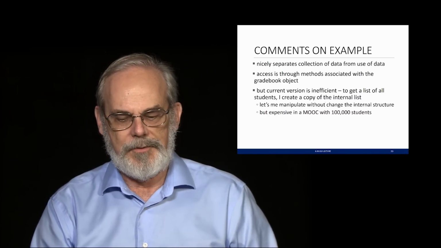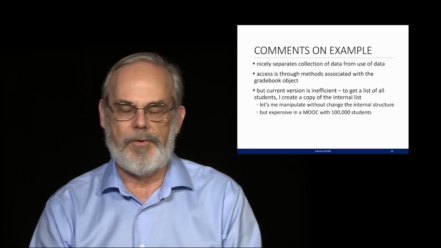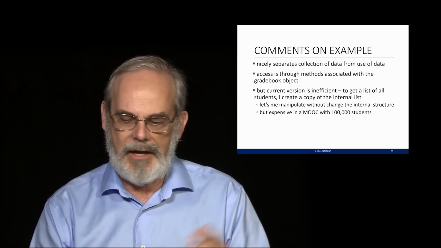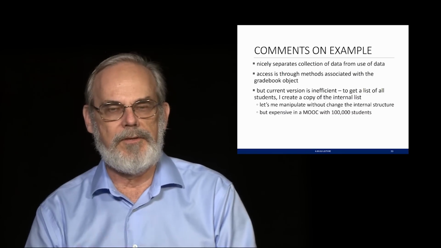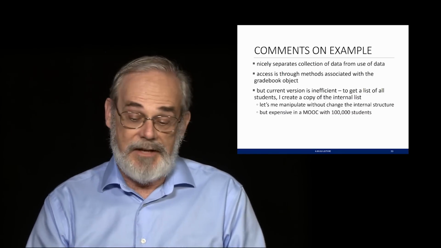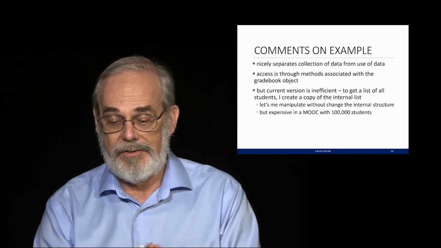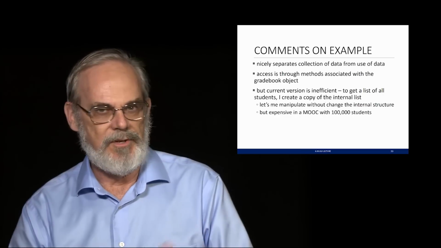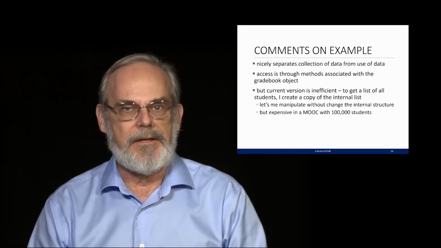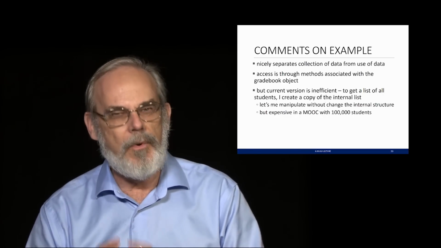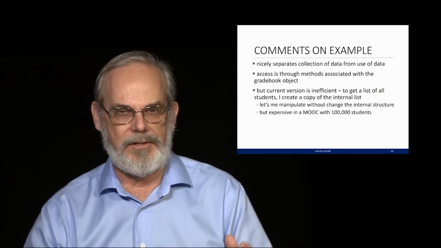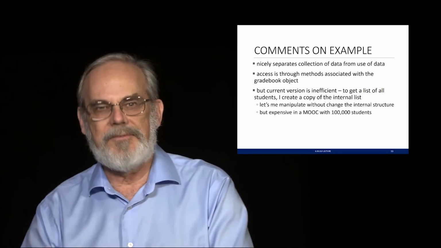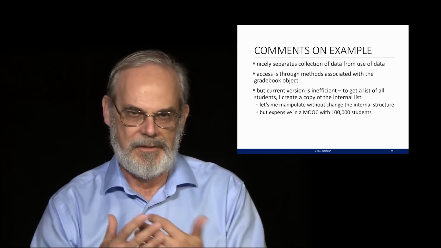There is one problem left with this, which is the thing I'm going to fix in the last portion of this lecture. Right now, this version is inefficient. To get a list of all the students, I create a copy of the internal list. That's nice. It lets me manipulate things without changing the internal structure. And if I have a class of only 20 or 30 or even a couple of hundred students, not a big deal. But in a MOOC like this, with 100,000 students, I don't want to always be generating a list 100,000 long before I do something with it. And I want to see how I might change things to have efficiency while preserving the performance that I've seen so far.